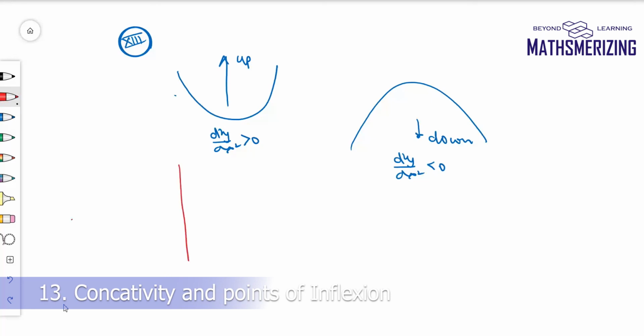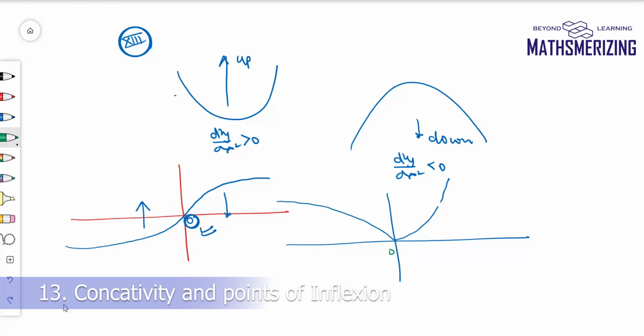I'll draw a graph. Now before x equals 0, this graph is concave up, and after x equals 0, this graph is concave down. So that means this point x equals 0 is a point of inflection. Now I take another one. In this case, when x is less than 0, the graph is concave down, and when x is greater than 0, the graph is concave up. So again the concavity changes at 0. So at x equal to 0, this again is a point of inflection.